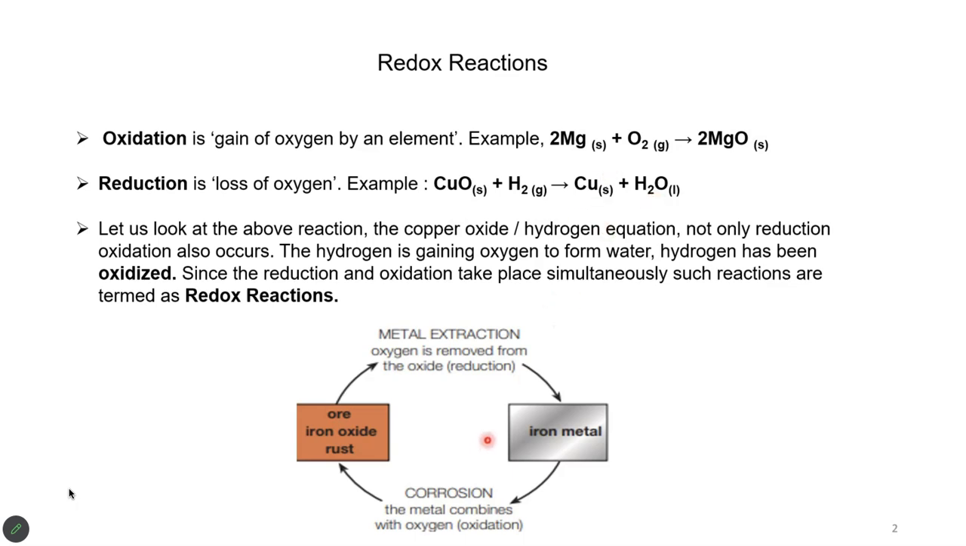I will take an example here. We know we can extract metal from its ore. Let's say we want to extract iron metal. Iron ore is iron oxide, which is naturally occurring, and we have to remove oxygen from the iron ore, and then we get metal iron. When this metal iron is left in the air, we get corrosion. Metal iron is oxidized, and the corrosion is called rust. So in this one, we can see that both oxidation and reduction are taking place simultaneously.